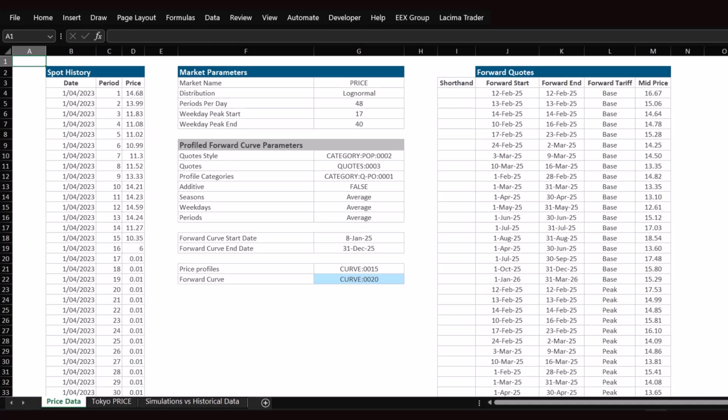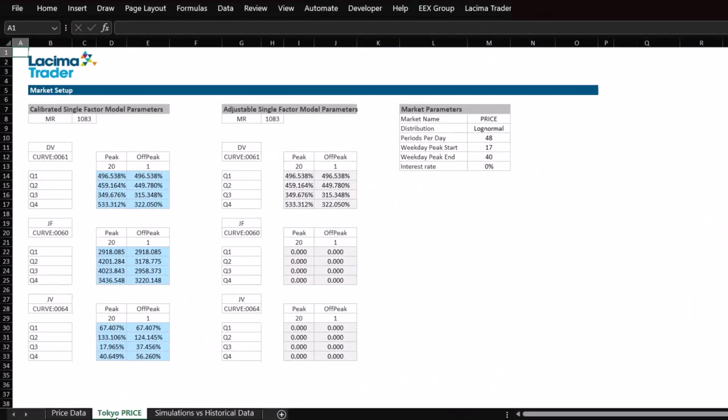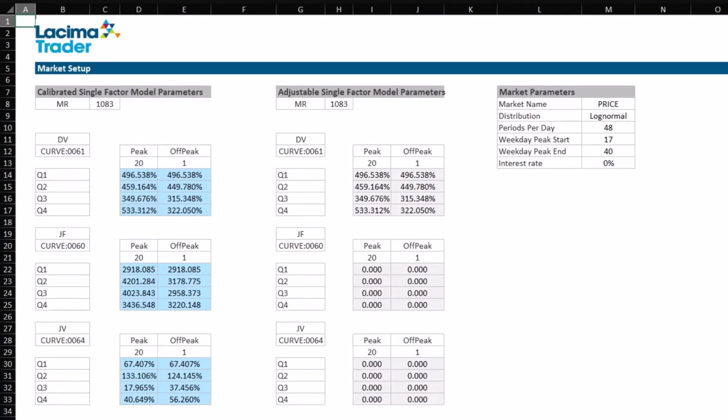Then we can use Lacima Trader to calculate the statistics of the historical spot data that we can then use to create simulations. Lacima Trader analyzes historical prices and calculates key parameters such as volatility, which is calculated from the standard deviation, mean reversion, which is the bias movements have towards the forward curve, as well as jump volatility and jump frequency, which can be added to further refine simulations. When simulating multiple variables, Lacima Trader can also calculate the correlation between them, and include it in the simulated movements.